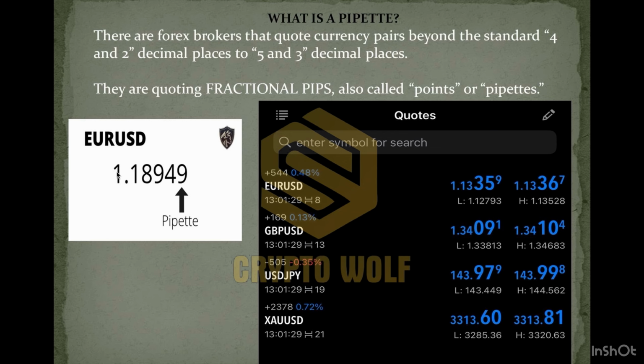You can see an example of this with Euro USD: 1.1894, which is the normal one. This 4 here is the pip. You can see that the extra value given is now called a pipette.